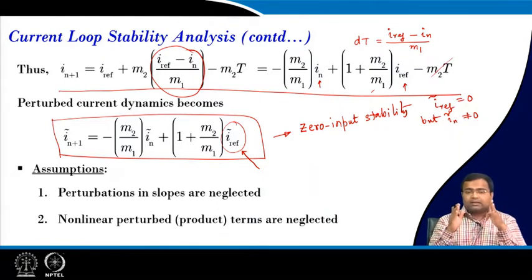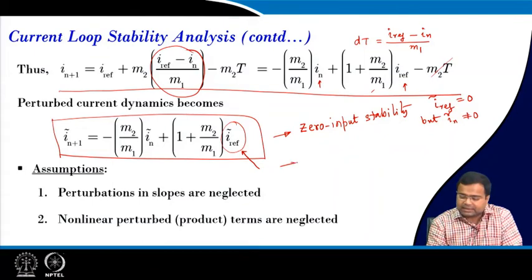It is the stability only due to the perturbation in the initial condition. Sometimes it is also known as the homogeneous solution, that will be the unforced response. Another is zero state stability.